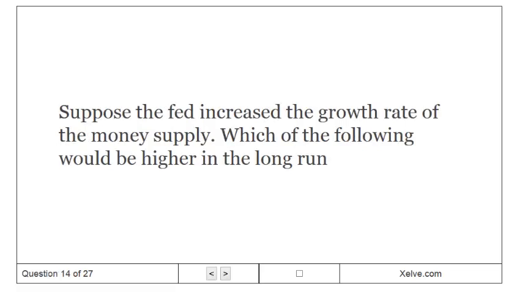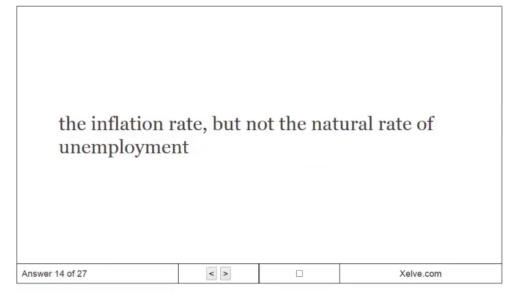Suppose the Fed increased the growth rate of the money supply. Which of the following would be higher in the long run? The inflation rate, but not the natural rate of unemployment.